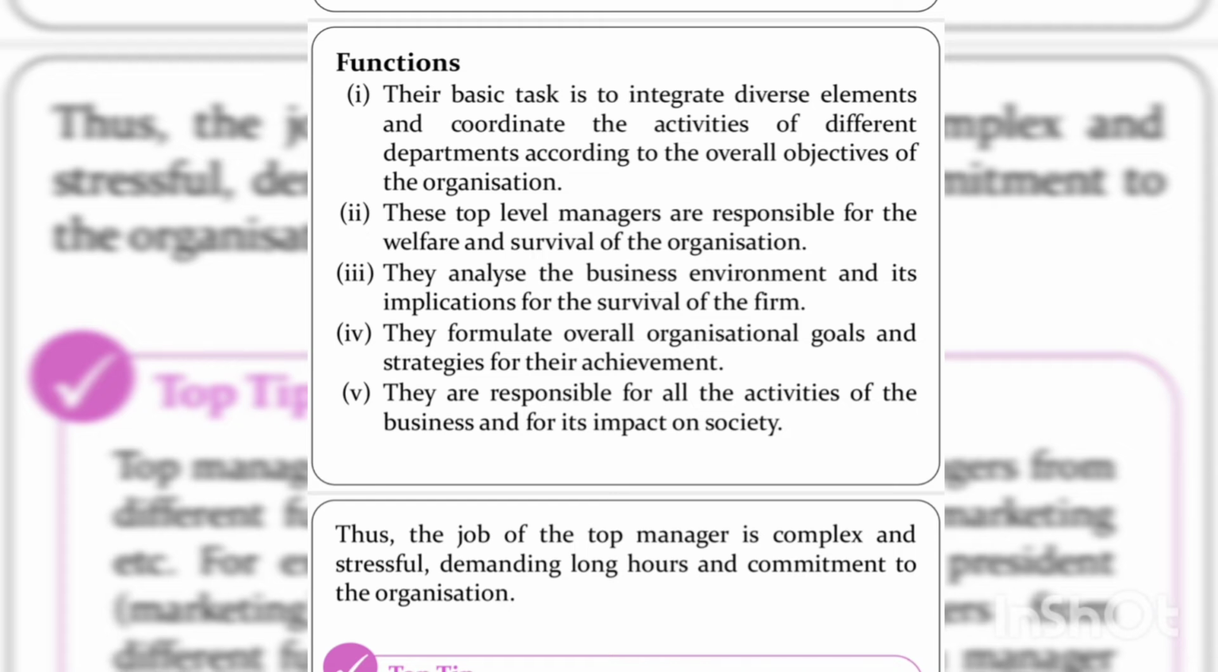Second, the top level management is responsible for the welfare and the survival of the organization. Third, they analyze the business environment and its implication for the survival of the firm. They formulate overall organizational goals and strategies for their achievement. They are responsible for all the activities of the business and its impact on the society. Basically, they are for the survival, growth, and maintaining everything for the whole organization. They have to think about what is to be done, when it is to be done, and how it is to be done. So the top team is working on these functions.